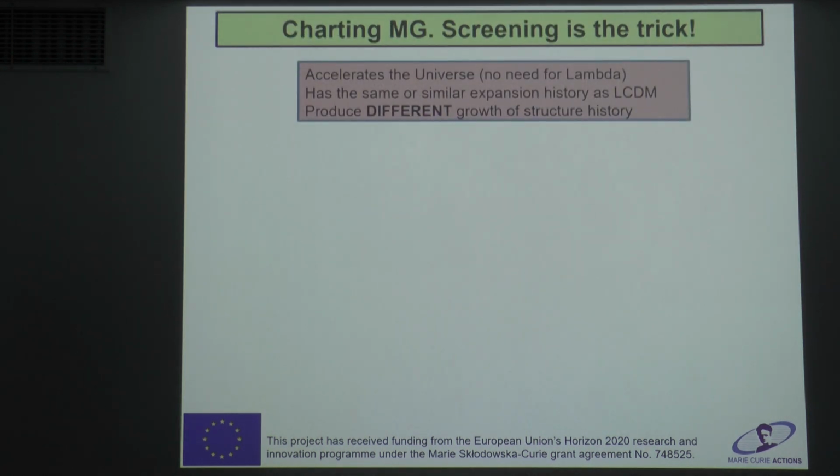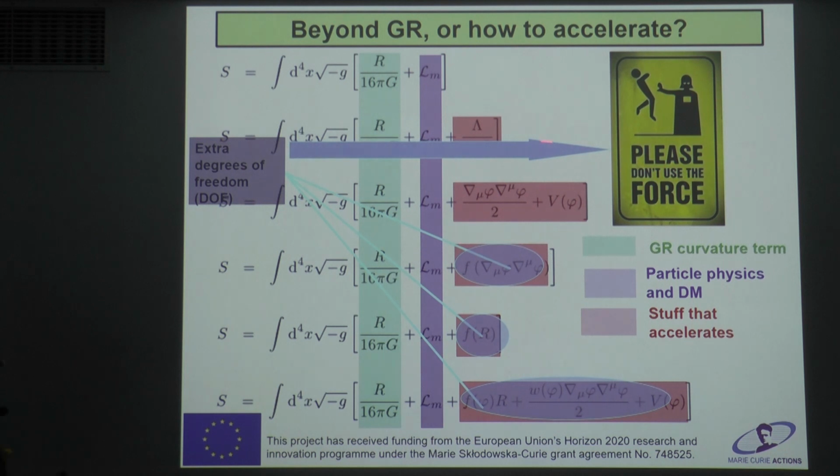Of course, all these theorists knew about this, and while they worked on all these theories, they discovered a few very interesting nonlinear mechanisms called screening mechanisms that help to either suppress these extra degrees of freedom locally, or hide them from the visible sector. So we have to have a working theory that also accelerates the universe, but would produce a different growth rate of structures.